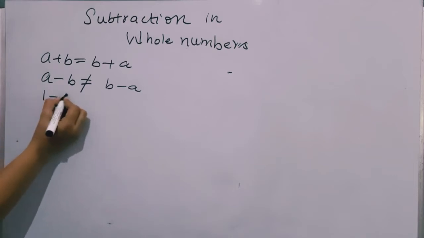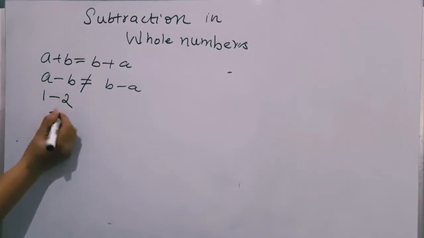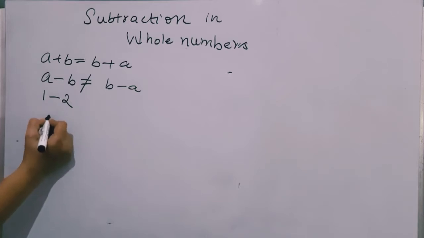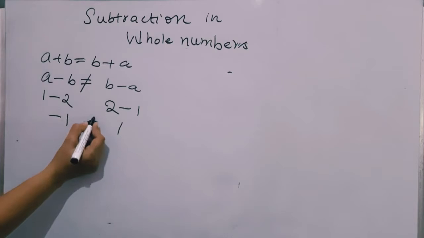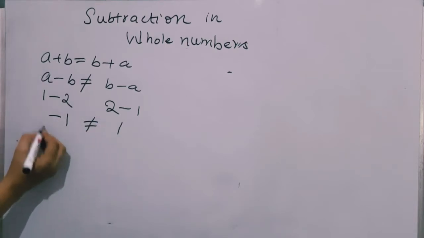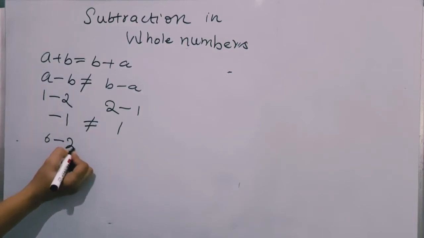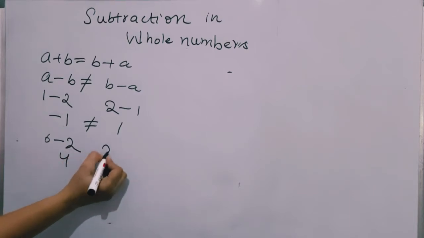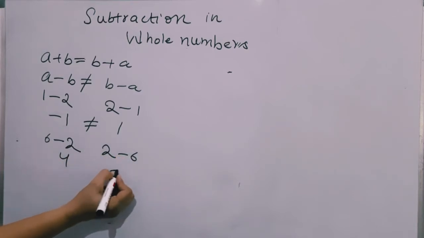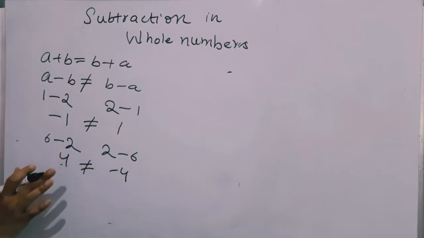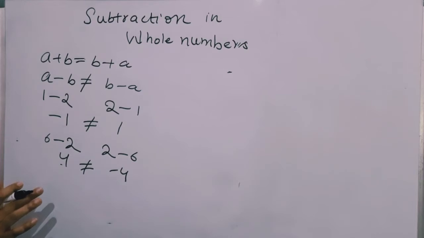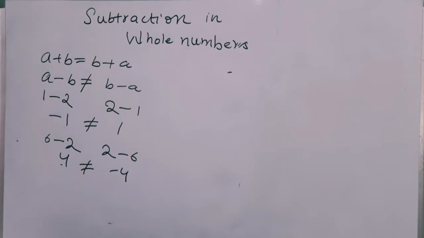For example, 1 minus 2 is minus 1. But when you do 2 minus 1, it is 1. So both the answers are not equal. If a is 6, b is 2, here the answer is 4. But b is 2, a is 6, the answer is minus 4. So both the results on the left hand side and the right hand side are not equal. That means commutative property does not follow in subtraction of whole numbers.